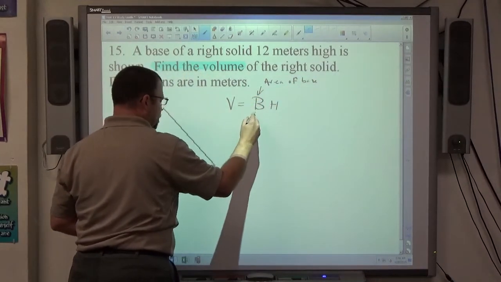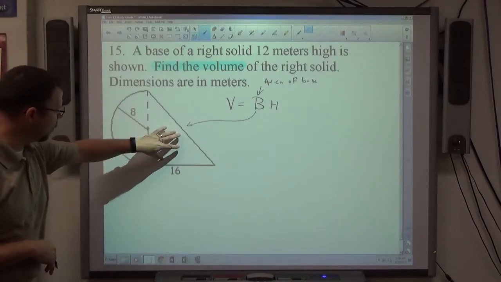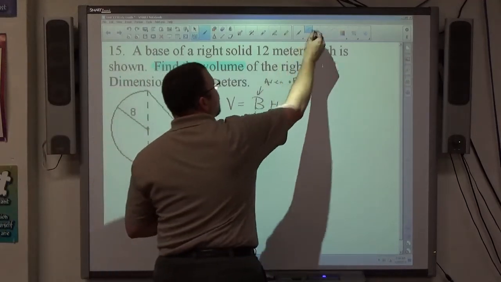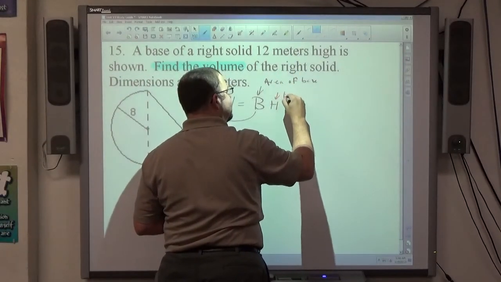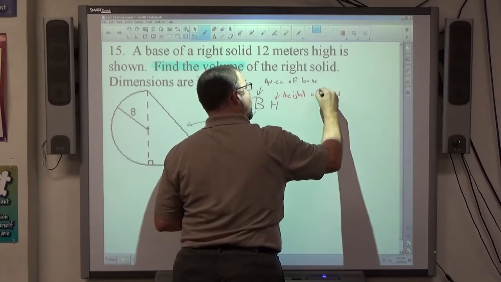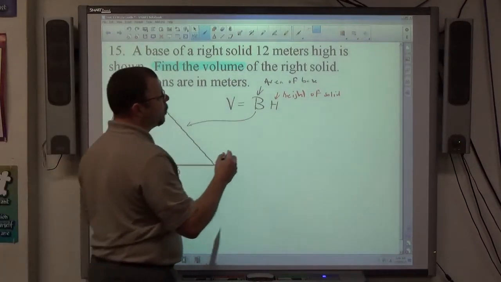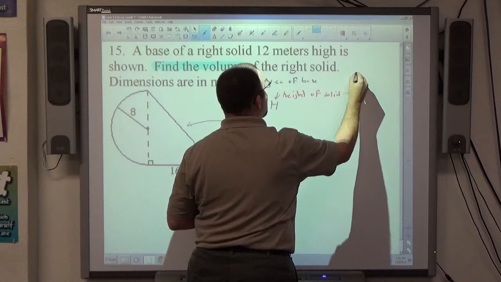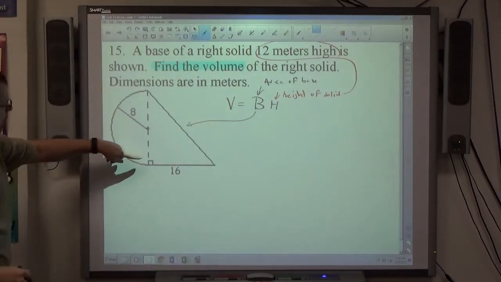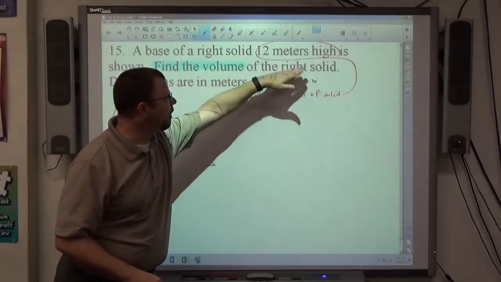Area of base means that we're going to look at this base and find its area. It's a triangle with a semicircle, so we have to find the area of the triangle, find the area of the semicircle, add those together, that gets me B. H is height of solid. If we see a three-dimensional picture, which I don't, the height would be on that. If there's no three-dimensional picture, we should expect the height of solid to be in the words, 12 meters high. So sometimes people think 16 is the height because that's the height of the base, but the solid is 12 meters high, that's what H is.